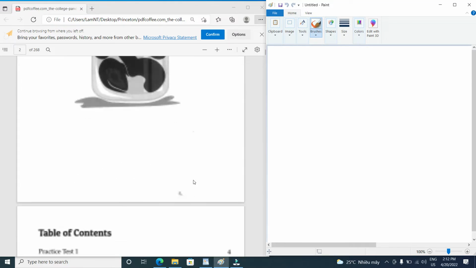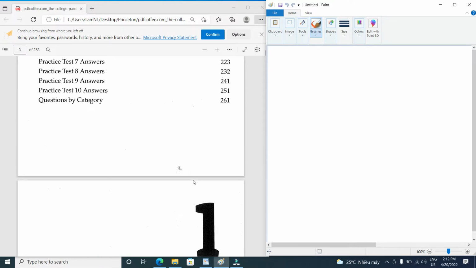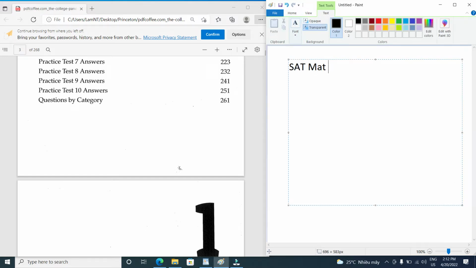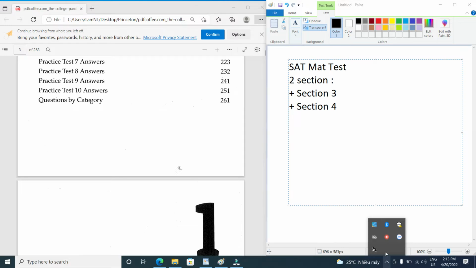So let's check test 1. A SAT math test has two sections. Section 3 and also section 4. So the SAT math test is going to be considered two sections, which is section 3 and section 4. Okay. So section 3 and section 4.